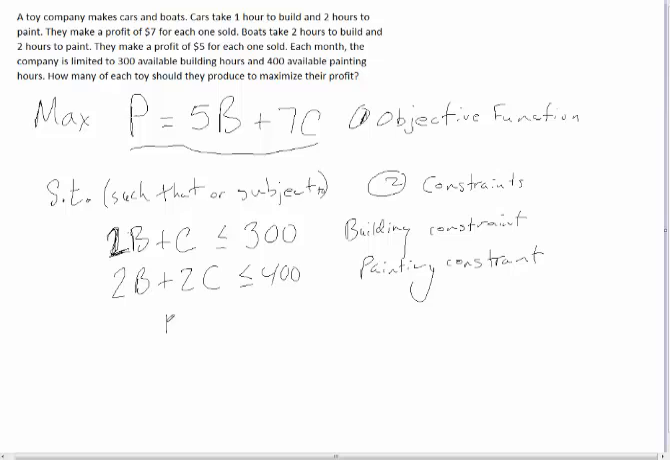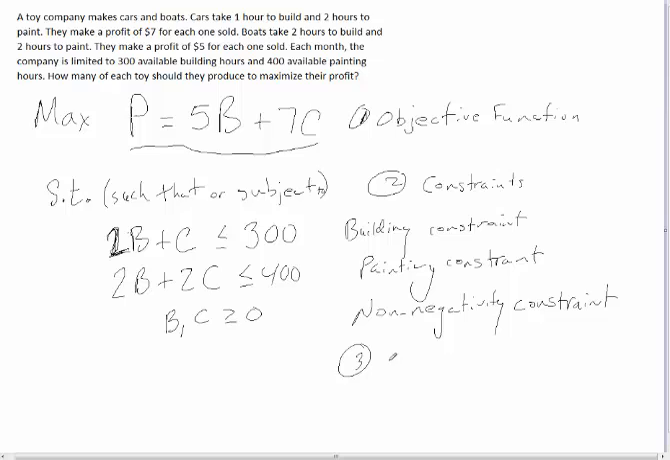And then we'll add what we'll call a non-negativity constraint. Just meaning B and C are going to be greater than or equal to zero. I'm not going to produce negative cars. I'm not going to produce negative boats. So here are our constraints. Now what we have here is a system of inequalities.